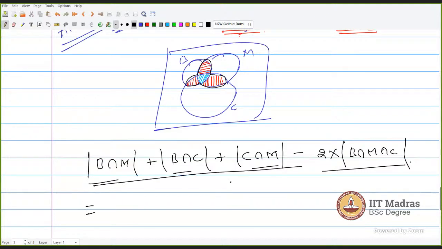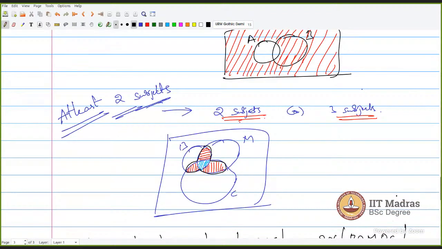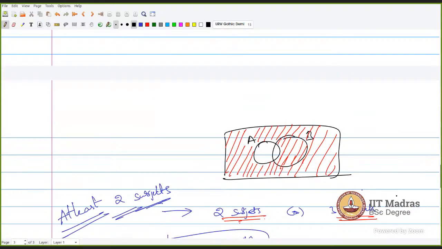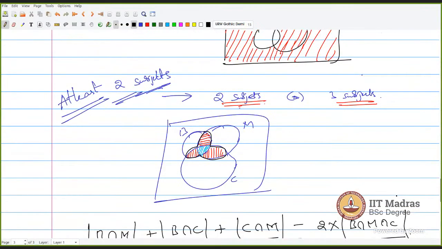Yes, sir. So we have this as 200 minus 2 times of this, which is also 30 given to us. So 140. This 140 is actually the students who have chosen at least 2 subjects. And 110 is the number of students who have chosen exactly 2 subjects. And at most 2 subjects is 370. So this is the difference between at least, at most and exactly. If we change that particular term before the 2 subjects, whether it is at least, exactly or at most, the answer changes.